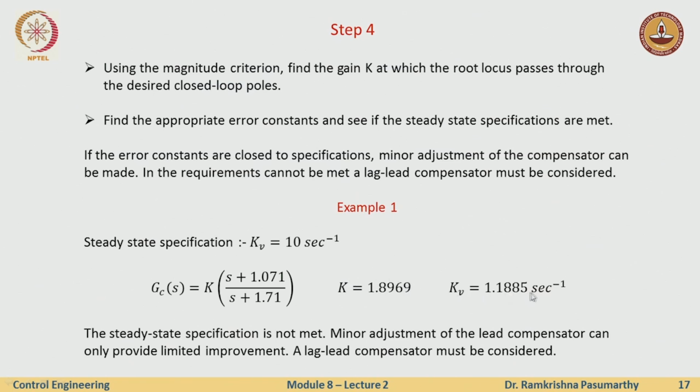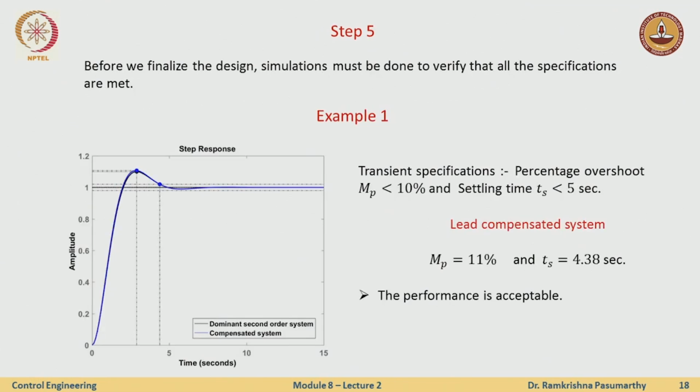Kv was 1.1 per second, right. The steady state requirement here is not met. Then can we actually do a minor adjustment of the lead compensator? Well, this can only provide some very small adjustment, but that can even alter your peak overshoot and all. So, in those cases where we want to alter both the transient and the steady state, we would also look at what we would call a lag compensator, which we will study in the next lecture. Before we finalize the design, we just check with simulations to verify if all the criteria are met or not.